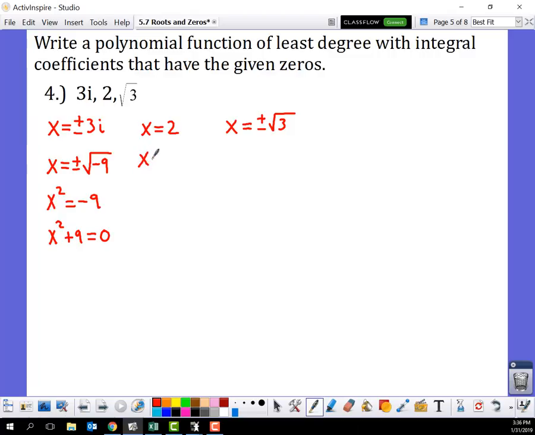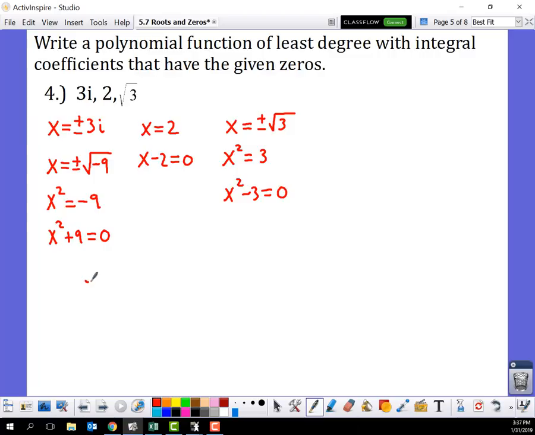For x equals 2, that factor is easy. We would just get x minus 2 equals 0. And x equals plus or minus the square root of 3. If we square both sides, we get x squared equals 3. Subtract the 3 on both sides, and we get x squared minus 3 equals 0.